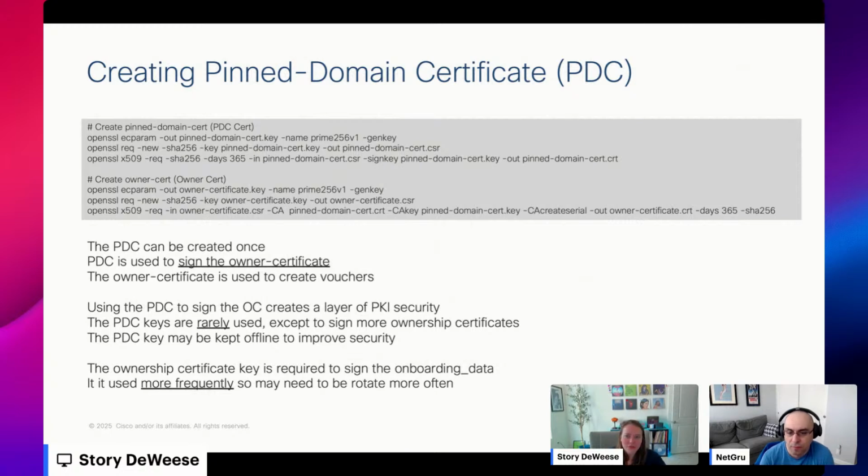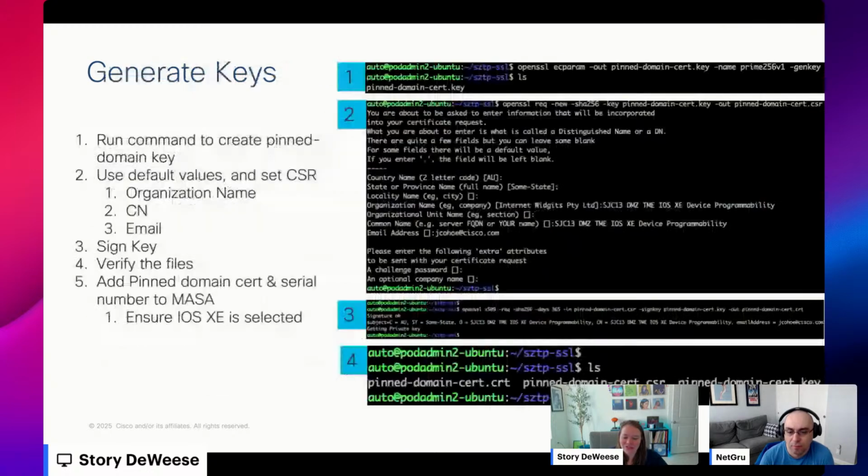So this is a little bit of an overview into the certs themselves, how to create them, and how to maintain or manage them. We go into more detail in the guide. We're going to use OpenSSL to create our pinned domain cert, and then we go through and set all of the necessary values. Then we can sign our key over here in step 3, and then we validate that we have everything we need. Okay, we have our certificate, we have our key, and the pinned domain cert and the serial number is what we're going to add over into Massa. So we've just created the pinned domain cert.